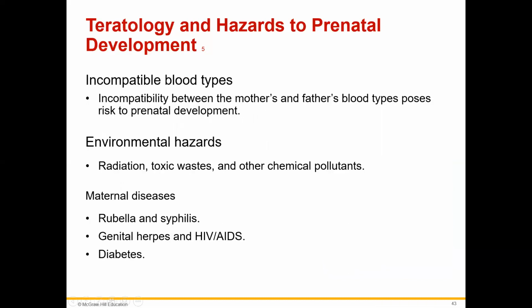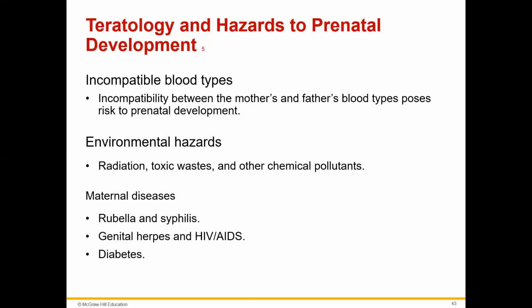Okay, a few other ones. I'm not going to get too far into these. Incompatible blood types. This is something that they routinely check for now. Whenever you go in for prenatal care, if there's an incompatibility between mother and father blood types, it can be very, very risky to the prenatal development of the fetus or embryo.